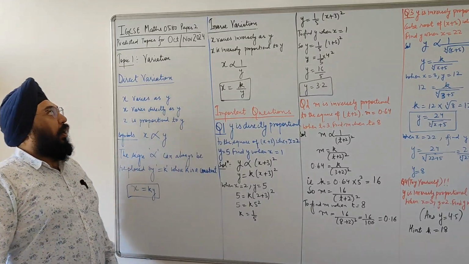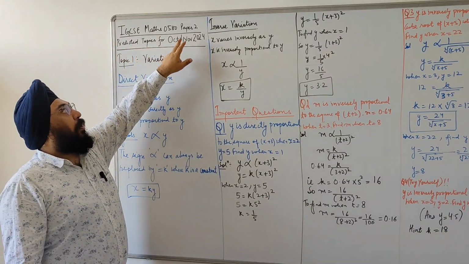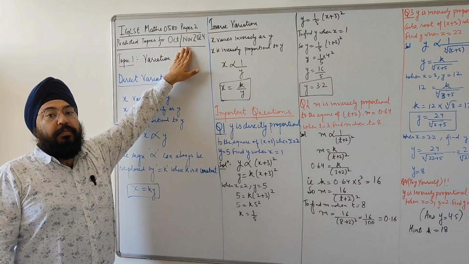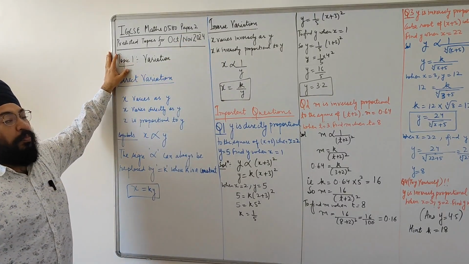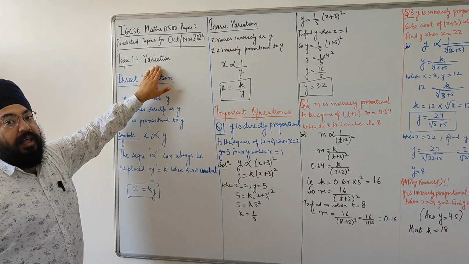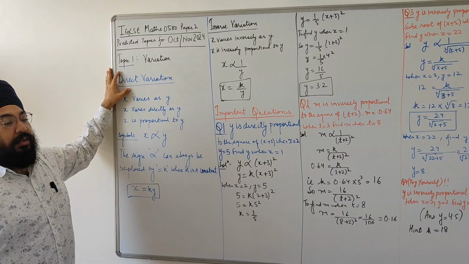Hello students, today we will be discussing predicted topics for paper 2 October-November 2024 exam. First predicted topic is variation. Let's recall this topic, direct variation.